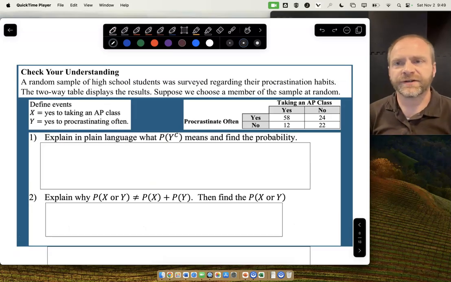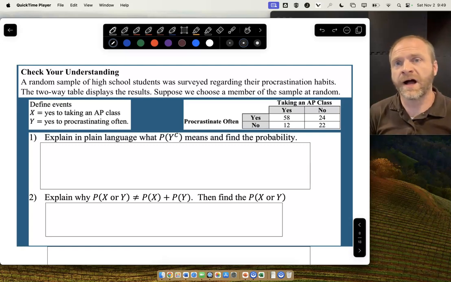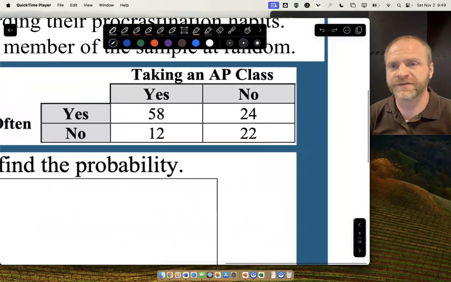So we have this check your understanding saying that a random sample of high school students were surveyed and they were asked about their procrastination habits, and we have a two-way table of the results right here for us to look at, and we're going to choose a student at random. But first, we're defining events X as yes, someone has taken an AP class, and the event Y as yes, that student procrastinates often, how dare them.